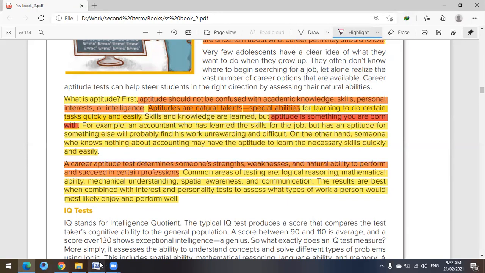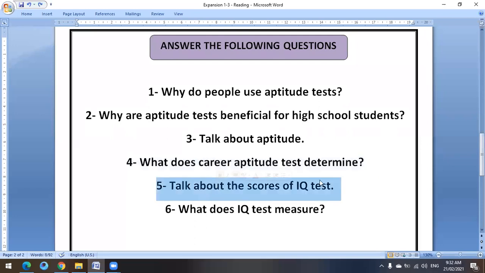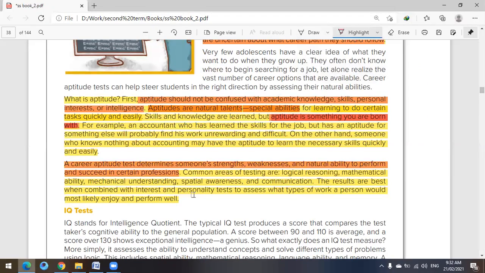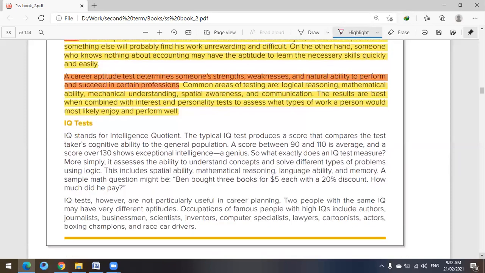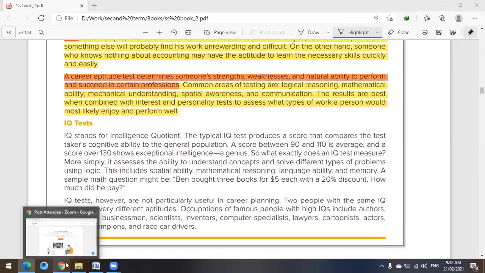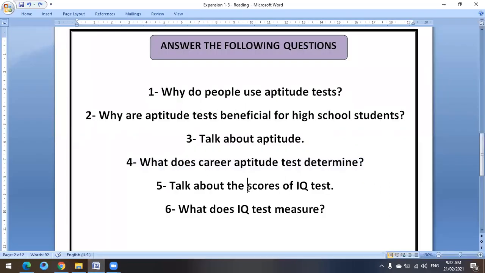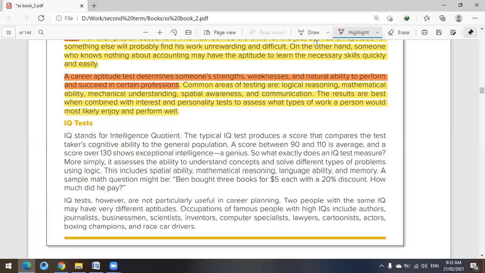Okay, that's it. Another question with us, which is talk about the scores of IQ test. Now we have just finished aptitude test, and now we will move to IQ test, intelligence quotient test. So talk about the scores of IQ test. You can find the answer here in this paragraph. Focus well.